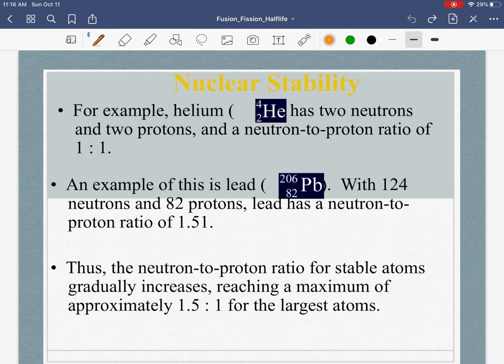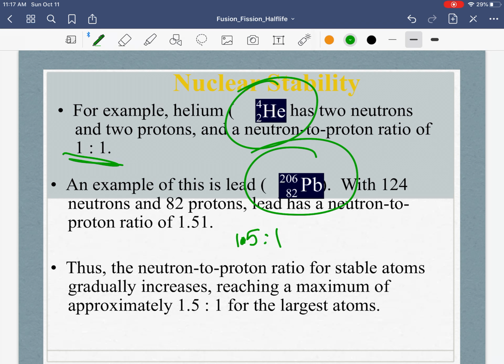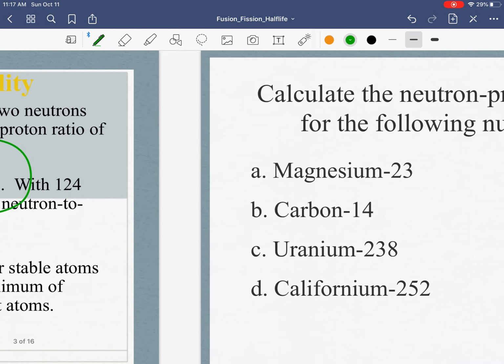Remember, small elements like helium want to have a 1-to-1 ratio, while larger elements like lead have to have a 1.5 to 1 ratio in order to be stable. If it's stable, it's going to stay in place. If it's unstable, it's going to start losing little pieces like neutrons, electrons, protons, all of that, in order for it to be stable.